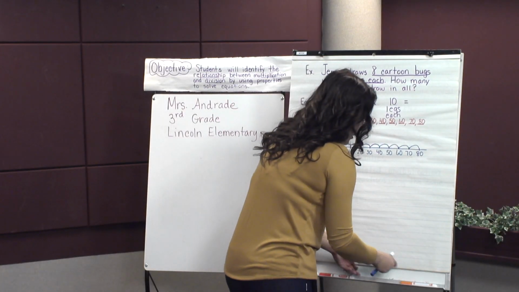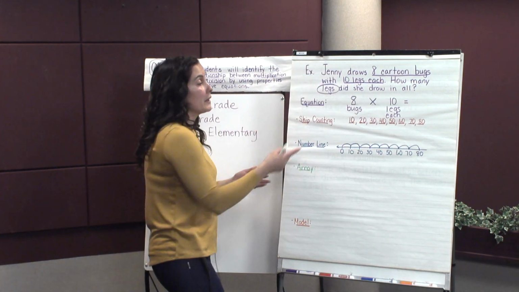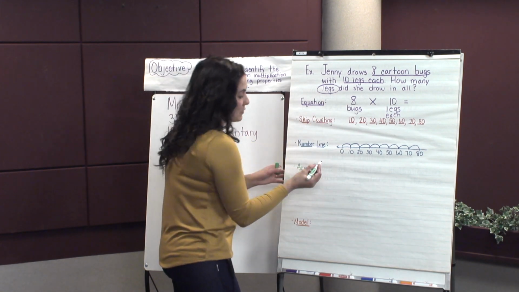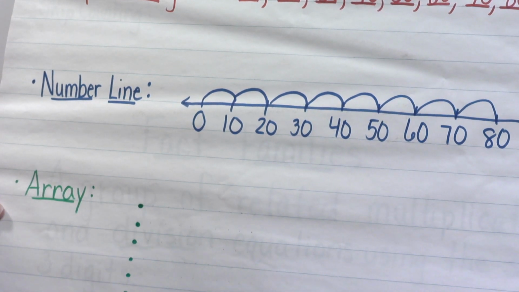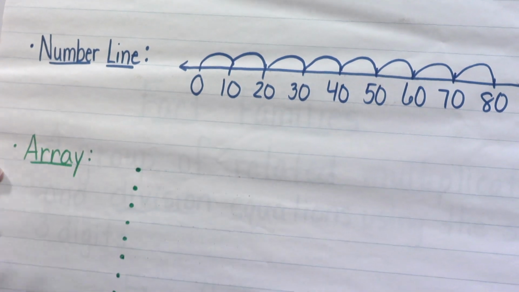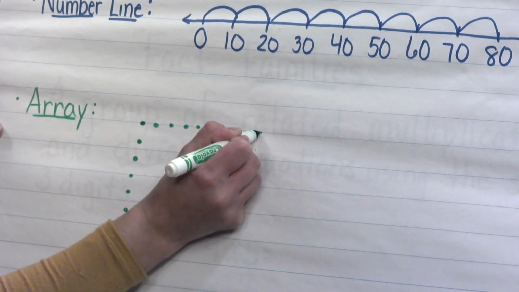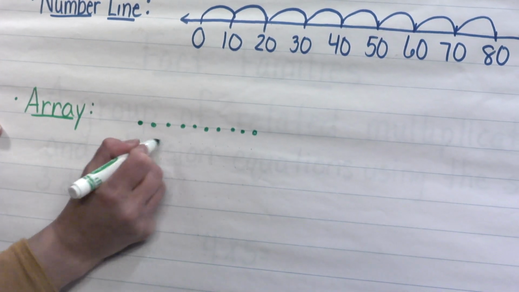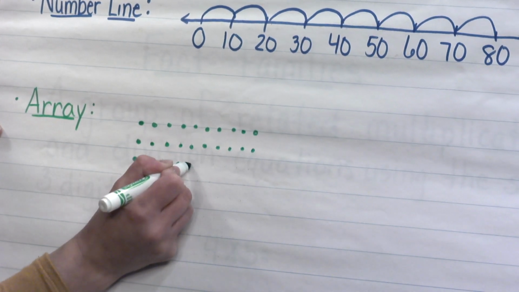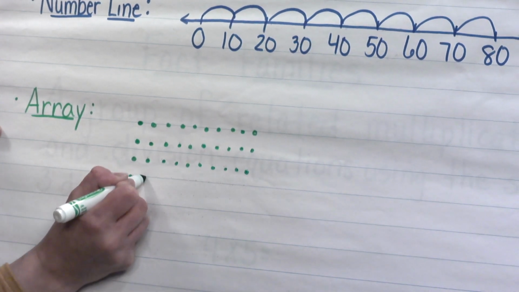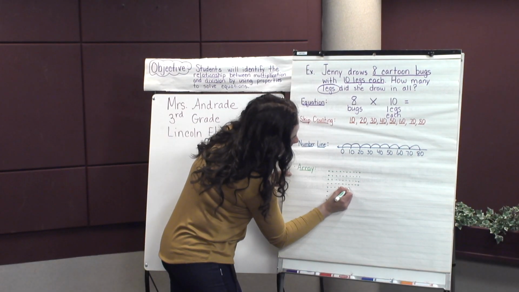I could also have drawn an array. This would take up a little bit of time because it's such a large number, but you could do it. Your bugs would represent your rows, so you'd have 8 rows. 1, 2, 3, 4, 5, 6, 7, 8. You'd be going across, there's 10 legs in each, so 2, 3, 4, 5, 6, 7, 8, 9, 10. That's my first bug. This would represent my second bug, another 10, another 10 for my third, another 10 for my fourth, and so on. So you'd keep making your array.